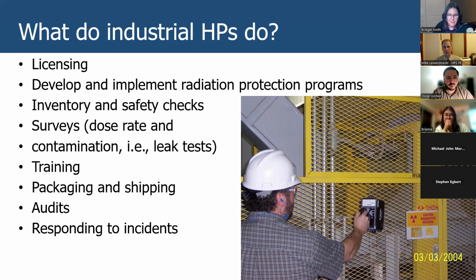All of these devices require physical inventory and safety checks, typically on a 6-month basis. There are surveys, so dose rate and contamination surveys, like leak tests. The dose rate surveys typically happen on installation and removal from service. Our leak tests happen on frequencies anywhere from 6 months to 3 years, depending on the device.